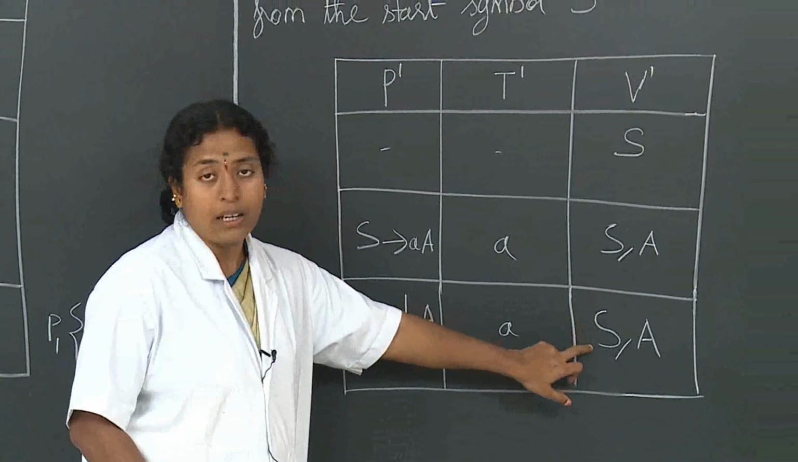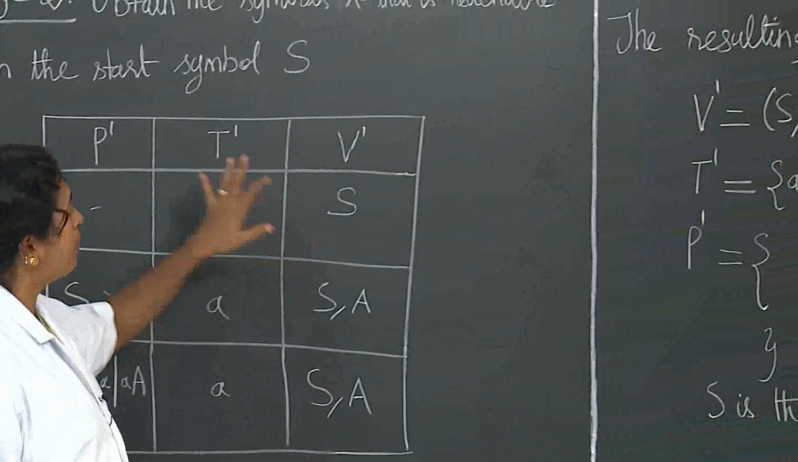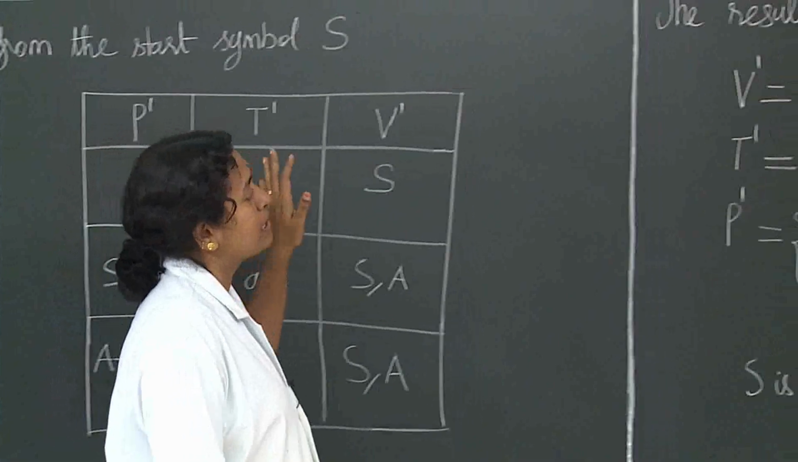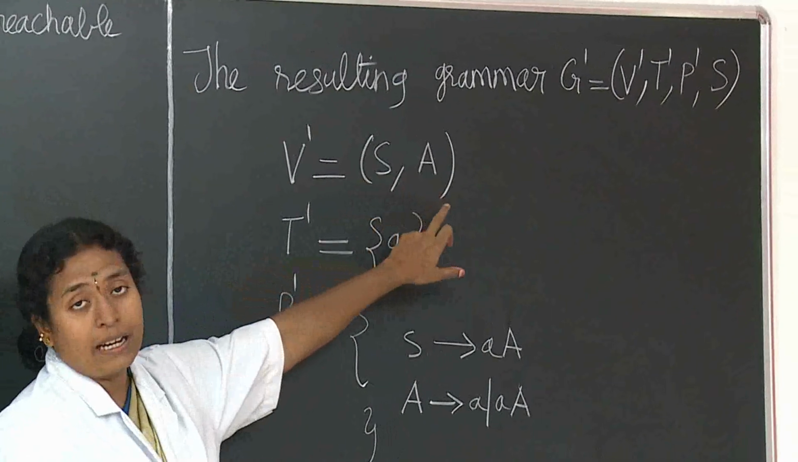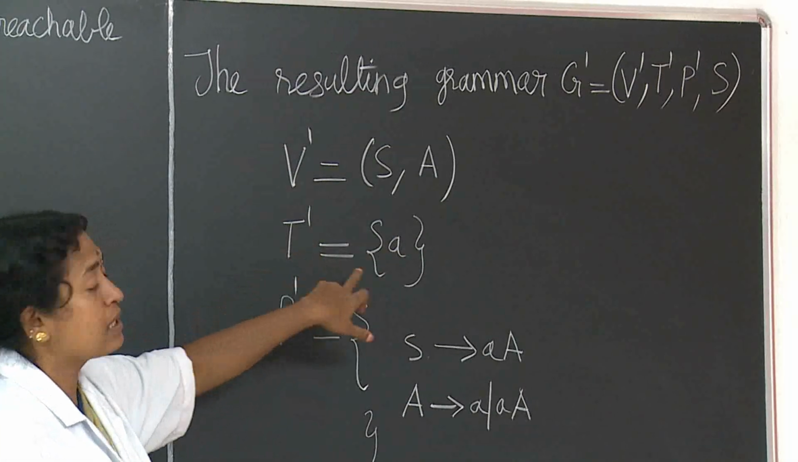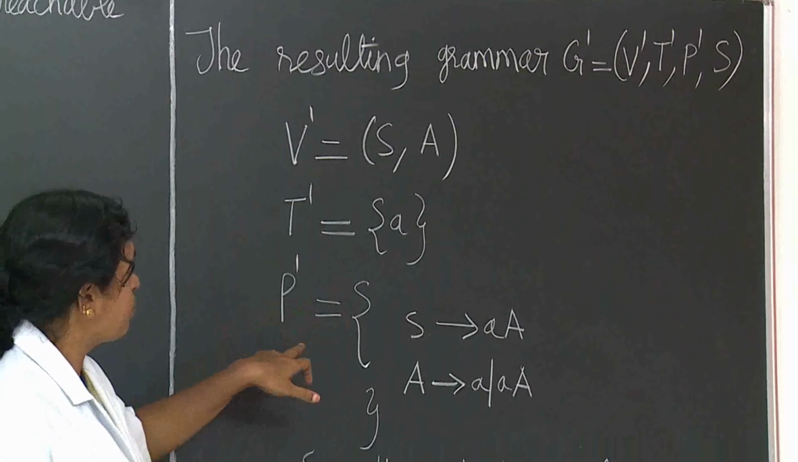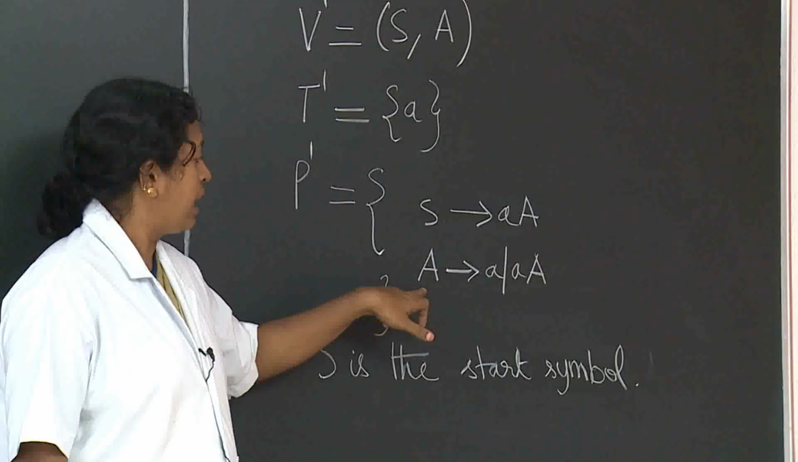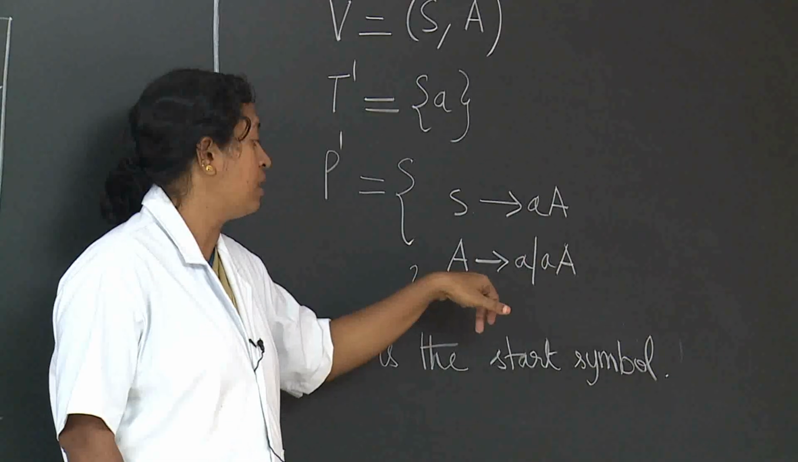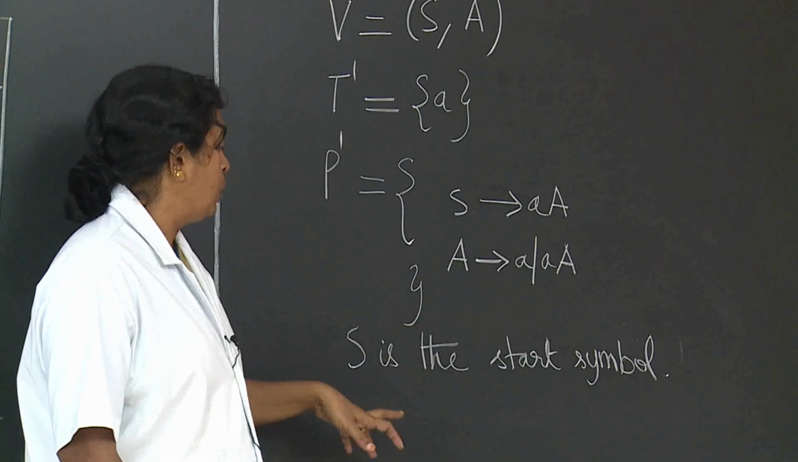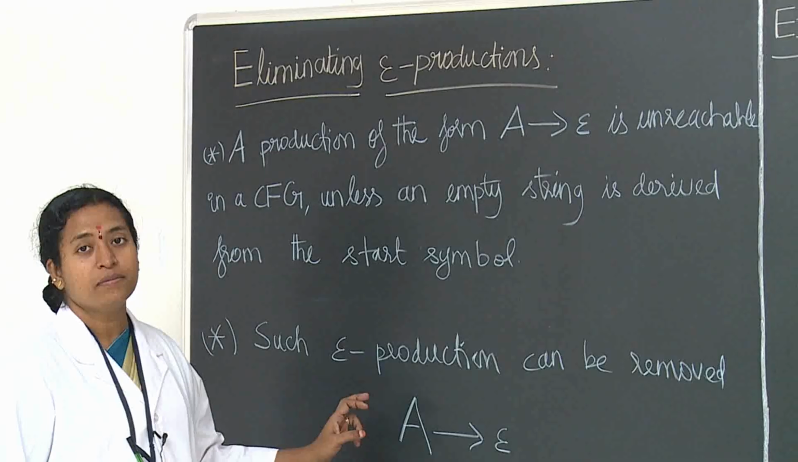Again, the variables are S and A. So therefore, from stage 1 and stage 2, the resulting grammar is: the variables are capital S and capital A, the terminal is a. The productions are S tends to A, A tends to AA. As S is reachable to A, we can write it in the production of A also. So S is the start symbol.